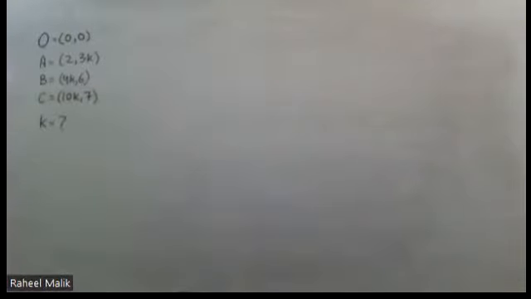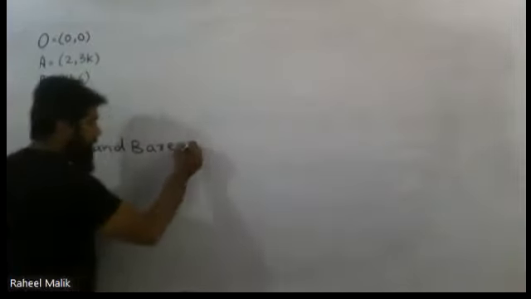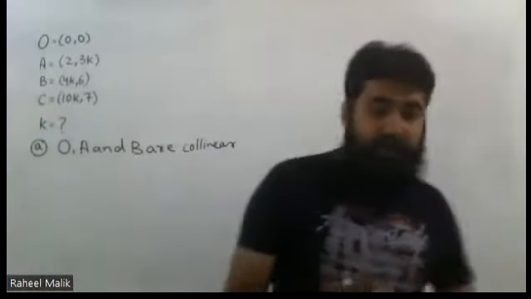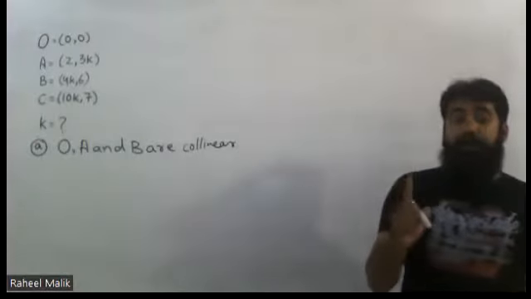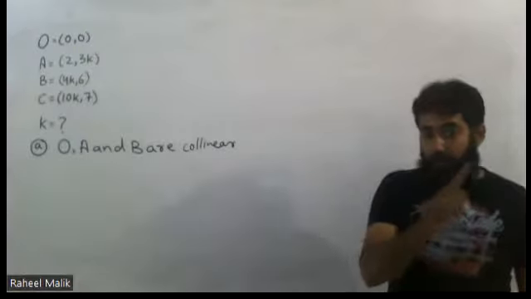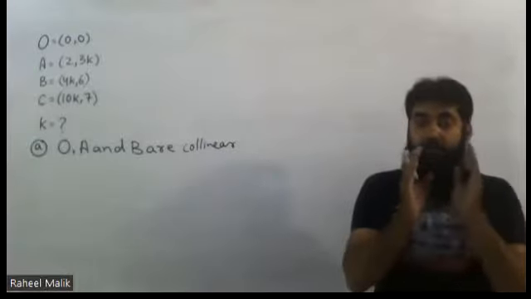In part A, they are saying to find k when O, A, and B are collinear. What does collinear point mean? Collinear points lie on the same line, and if they lie on the same line, their gradients will be equal, because for a straight line between any 2 points, the gradient remains the same.